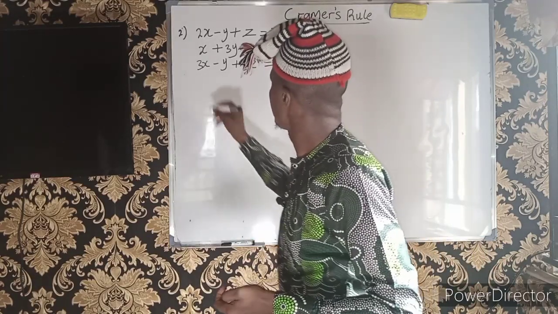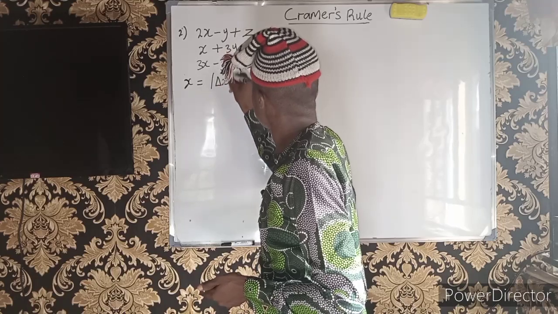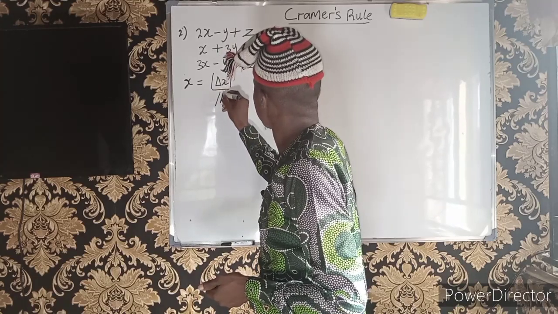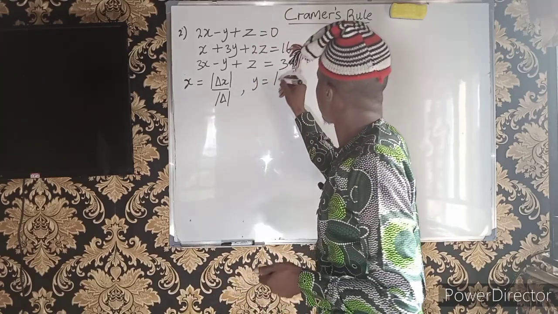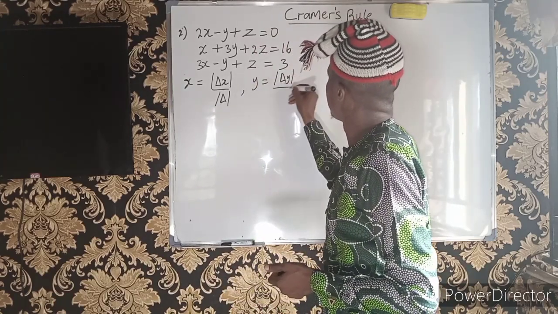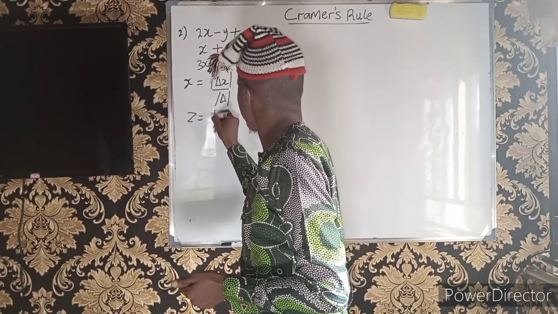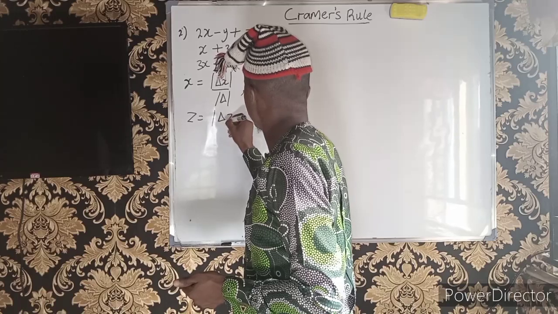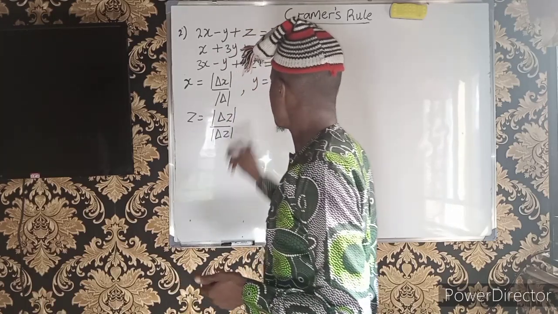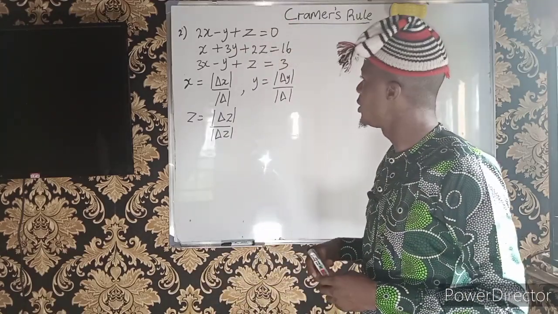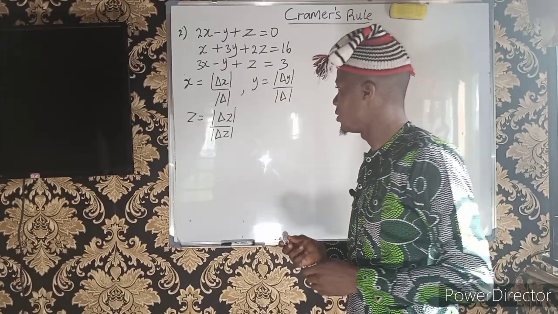As usual, you should know that x equals the determinant of change in x over the determinant of change. Also, y is the determinant of change in y all over the determinant of change. Z will be the determinant of change in z all over the determinant of change. Having done this, you need to get the matrices and find their determinants one after the other.